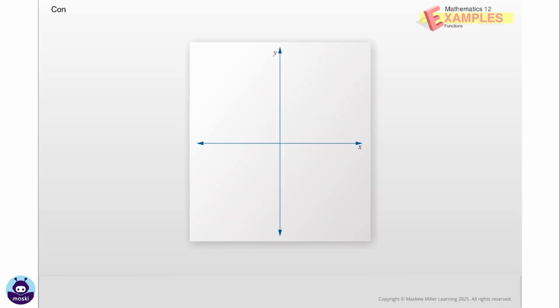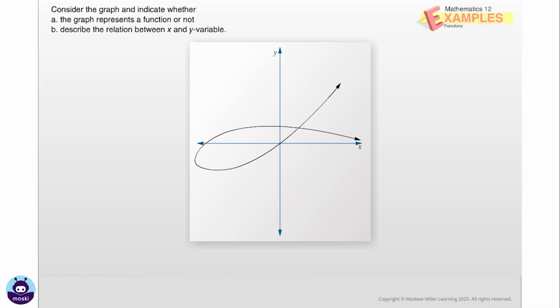Solved example. Consider the graph and indicate whether the graph represents a function or not. Describe the relation between x and y variable. To determine whether the graph is a function or not, we can perform the vertical line test.